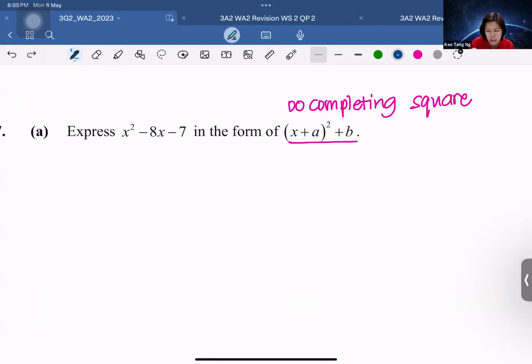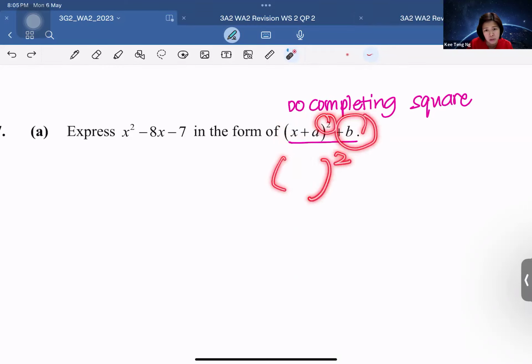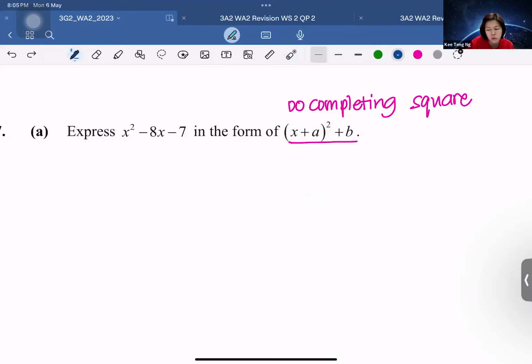The moment you see this question, write in the form something with a bracket with a square and then got a number outside, don't care what is the A or B inside here. It means do completing square. So how do we do completing square?